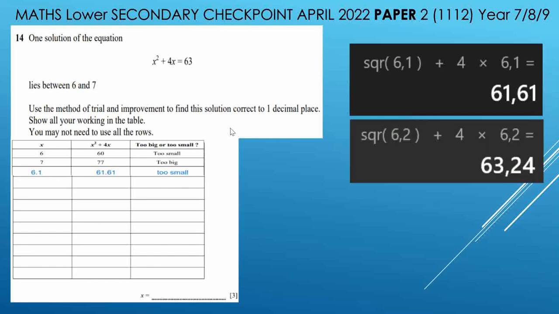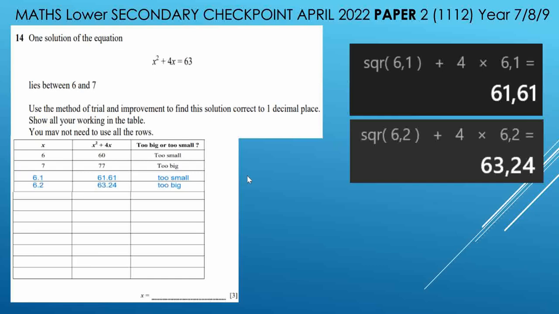Next, if we try 6.2, with a calculator, 6.2 squared plus 4 times 6.2 is 63.24. Now, this answer is too big. So we input the data, it's too big. So it means the answer should lie between 6.1 and 6.2.